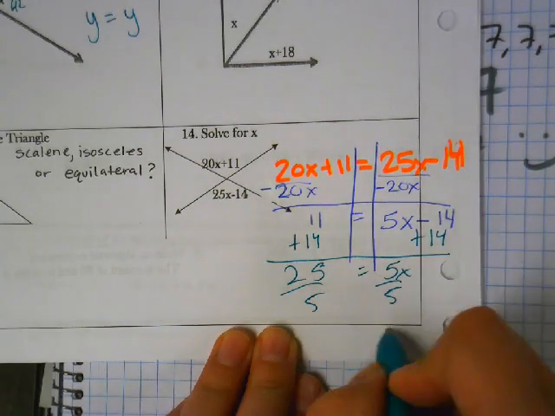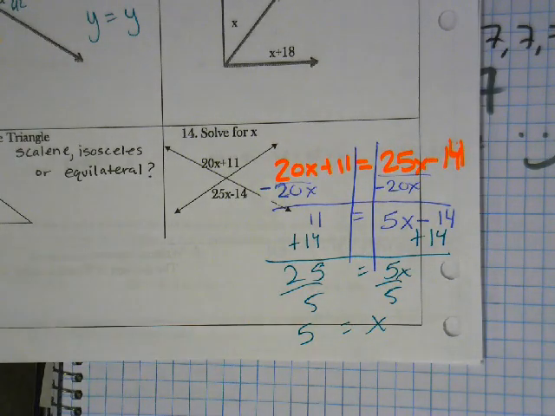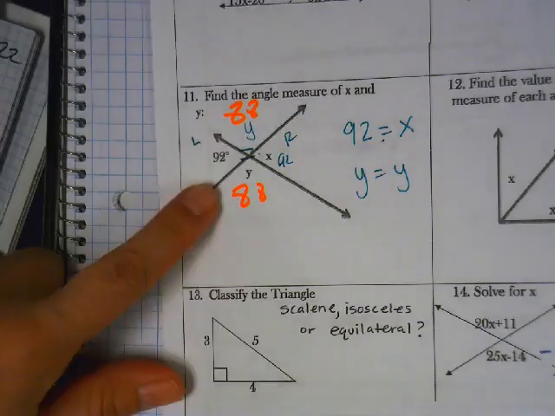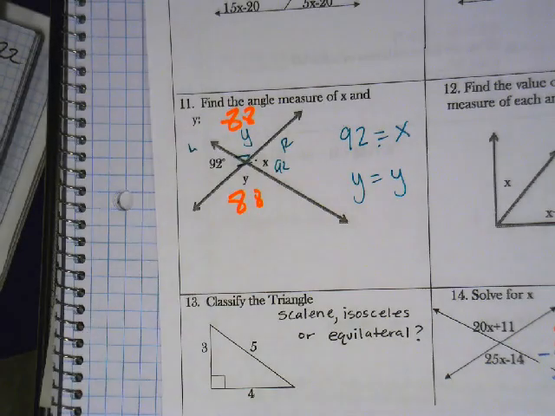Yep. See how not very hard this is? But what you had to remember for this was your basic skills from here. Vertical angles. They're equal to each other. All right. Very well.